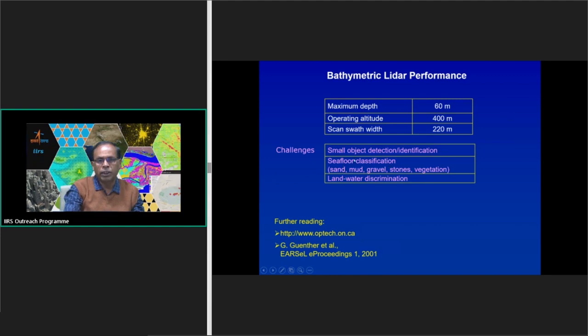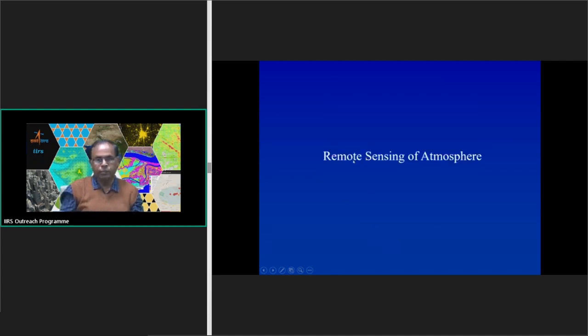And these are the challenges: small object detection and identification, sea floor classification, whether it is sand, mud, gravel, stone, etc., and land-water discrimination. These are a few channels. You can see the particular website to know more about the LiDAR.